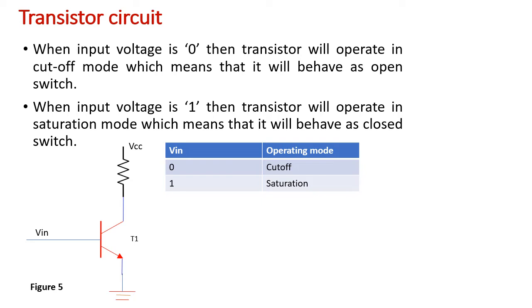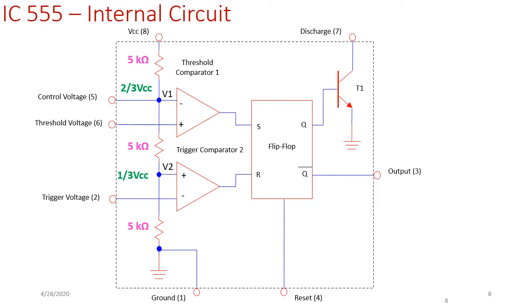Whenever it is an open switch, that means it disconnects the emitter terminal and collector terminal. Whereas if it is in the saturation mode, it will connect the collector and the emitter region. That means collector current will flow from the power supply to the ground. And in cutoff mode, it will disconnect the current, means no current will flow from the power supply to ground.